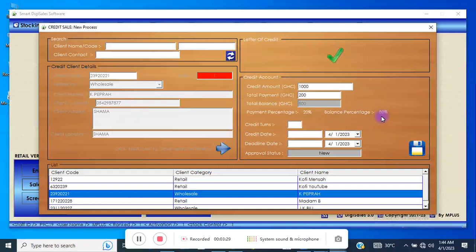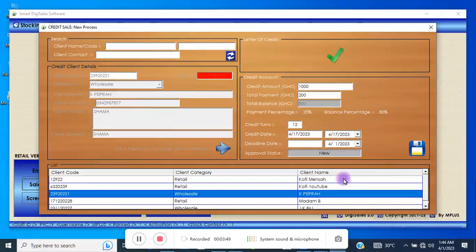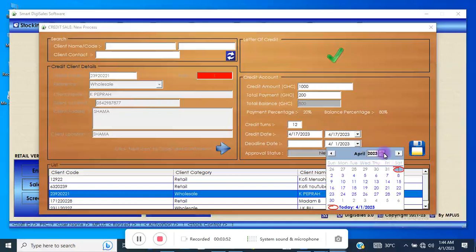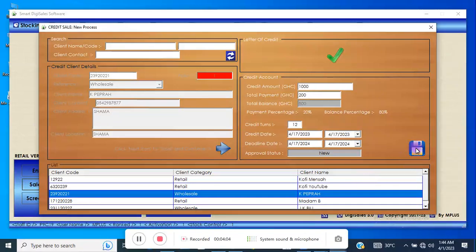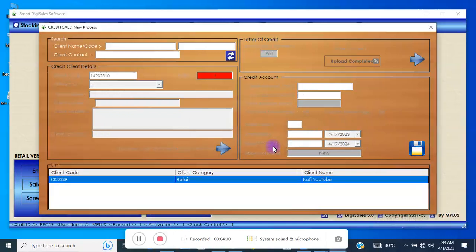It gives you a ratio of payment. The balance ratio is 80, the payment ratio was 20%. Then K Pipra states the credit terms, then the date on which they want the item, that is the credit date. So they want the item delivered by 17th, but they will be paying from 17th till April next year, 2024, 17. So you state it. Then you click save. So you have created an account, an initial account for K Pipra.